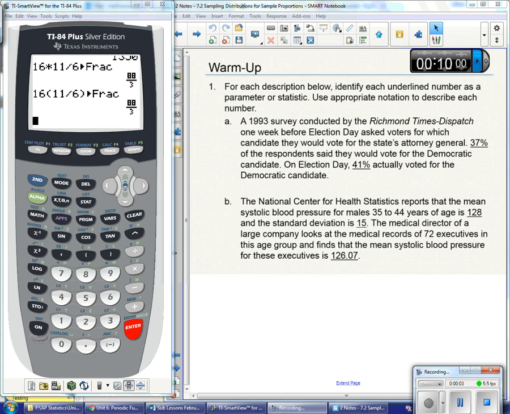Good morning, everyone. It's Miss Maneely, and I am going to go ahead and go through the lesson on sampling distributions for the sample proportion. So we're dealing with the distribution of a bunch of p-hats. Before we get started, let's go ahead over the warm-up.